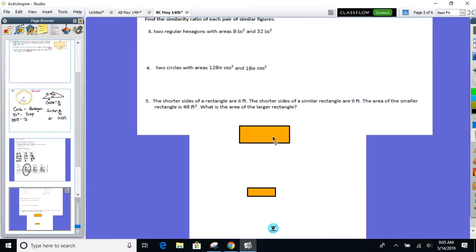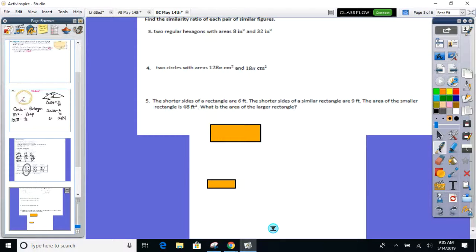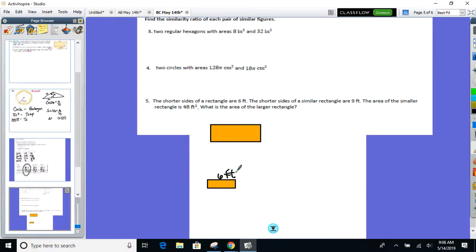Okay, we got the shorter sides of a rectangle are 6 feet. Shorter sides of a similar rectangle are 9 feet. The area of the smaller one's 48. What's the area of the larger one? All right, so I got two rectangles. The side of the smaller one's going to be 6 feet, and the side of the bigger one's going to be 9 feet. And what else do I know? The area of the smaller one, 48 square feet. What is the area of the larger one?